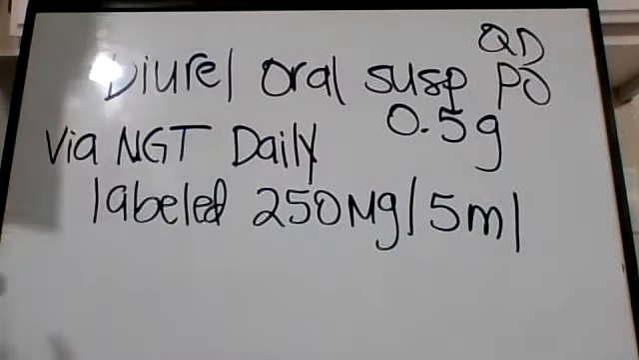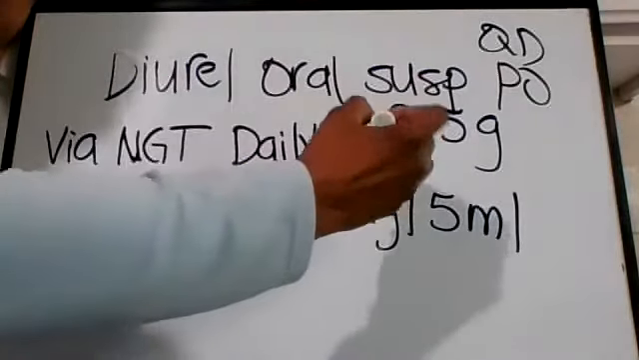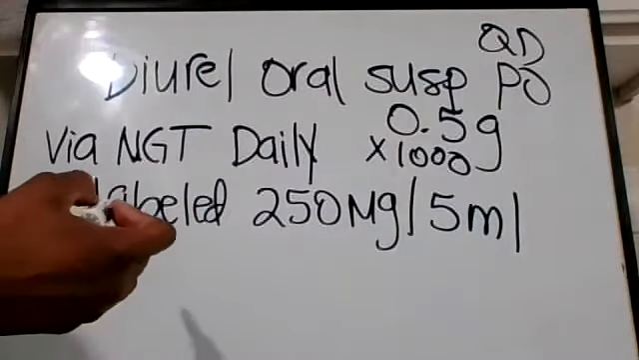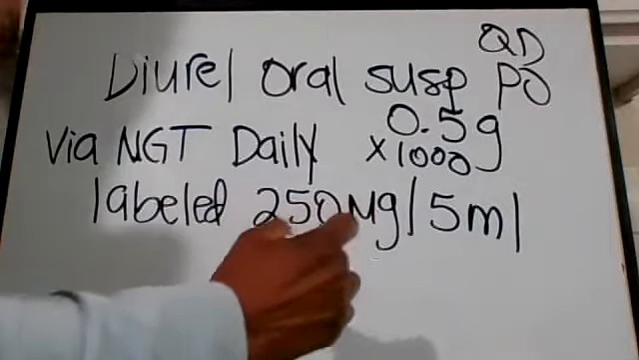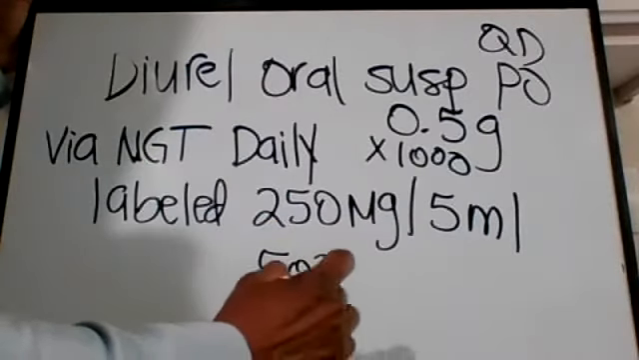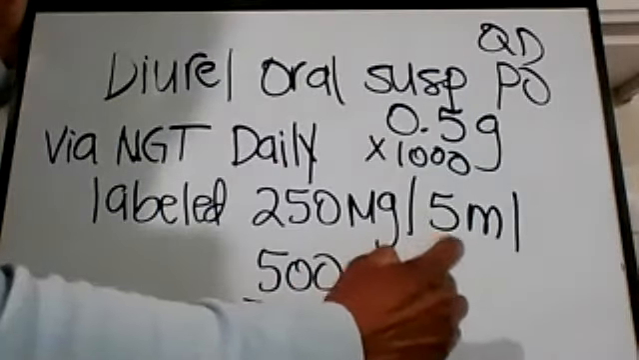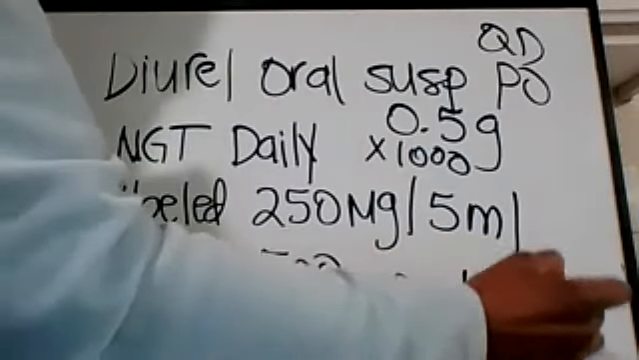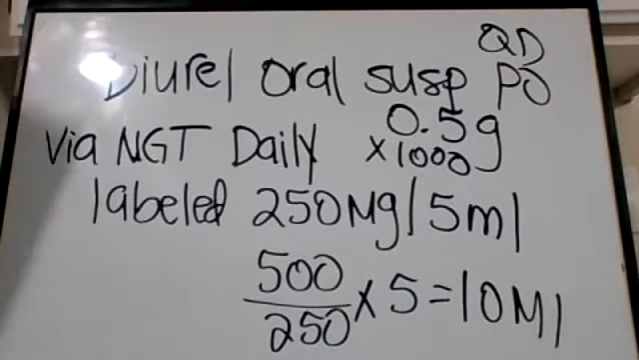We know we have to convert grams to milligrams, largest to smallest. So we're going to multiply the 0.5 grams by 1,000, and we come up with 500 divided by 250 times 5. I feel like I just did this one. The answer comes out to be 10 milliliters. All right, on to the next one.